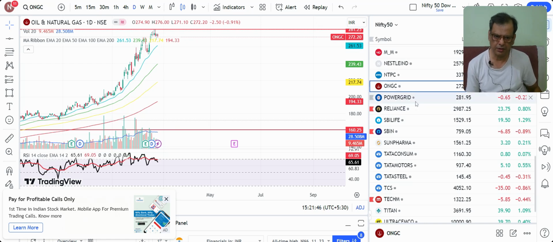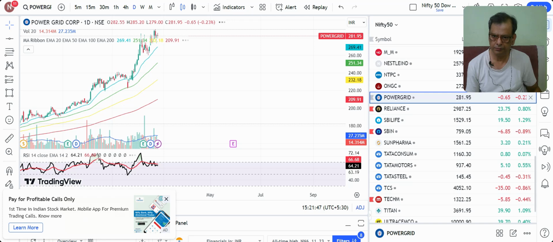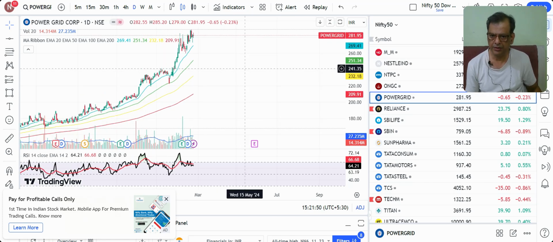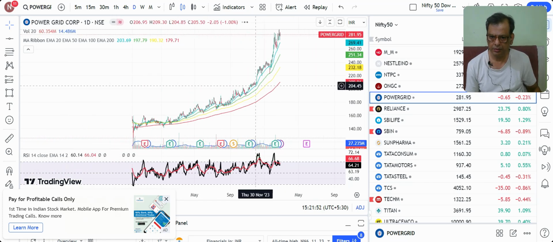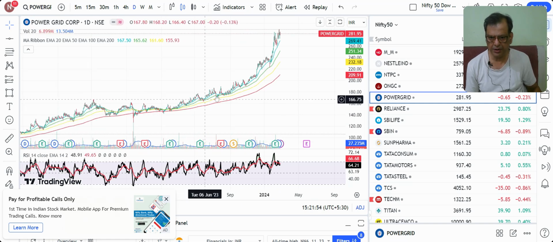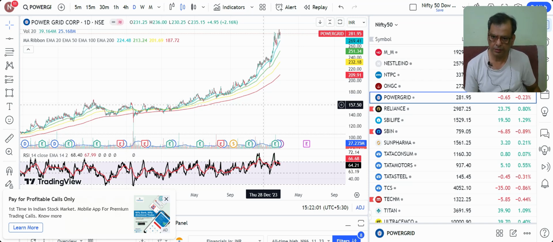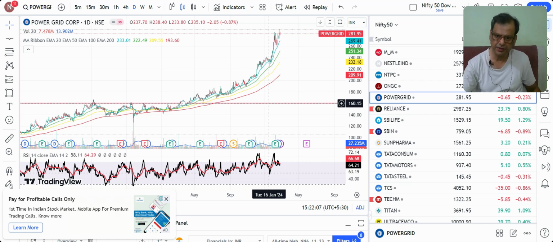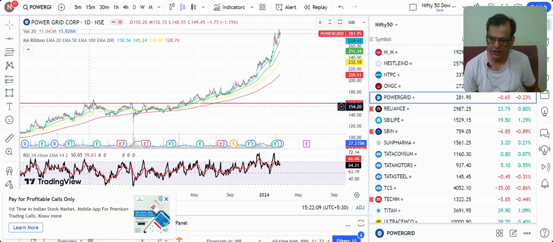Let's go to another chart. Power Grid. Again, we are on the daily. Price is going up and up and up. I'll draw. If I draw something like this here, I get multiple touches. And this is resistance turned support.